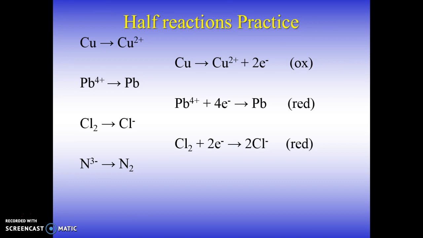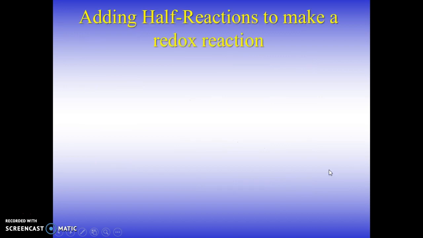All right, so N3- going to N2. Each nitride is going to have to lose 3. I need a total of 2 nitrogen atoms to make N2, so that means 2 of these are each going to have to lose 3 electrons. So I'm going to have to lose a total of 6 electrons. So that's oxidation, 6 electrons being lost, 2 N3- going to N2, and therefore oxidation. I think that's all the reactions I have.